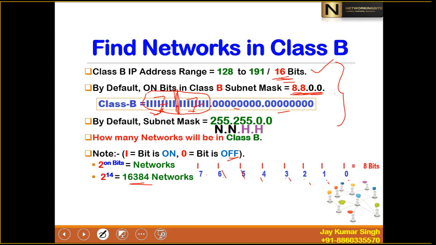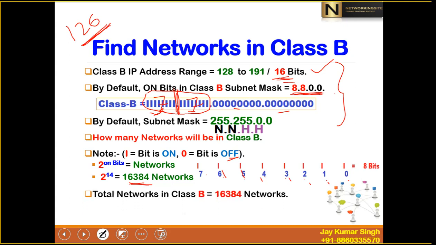You know that in class A we had around 126 networks, but here we have 16,384. Class A network capacity is large, but class B network capacity is medium. So in class B, there will be 16,384 networks.